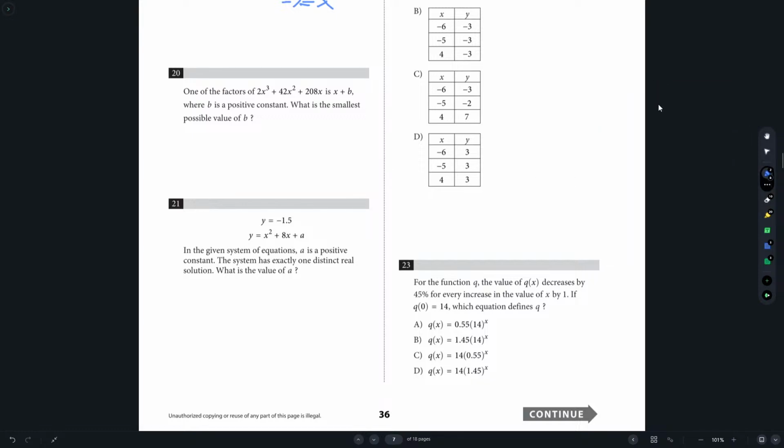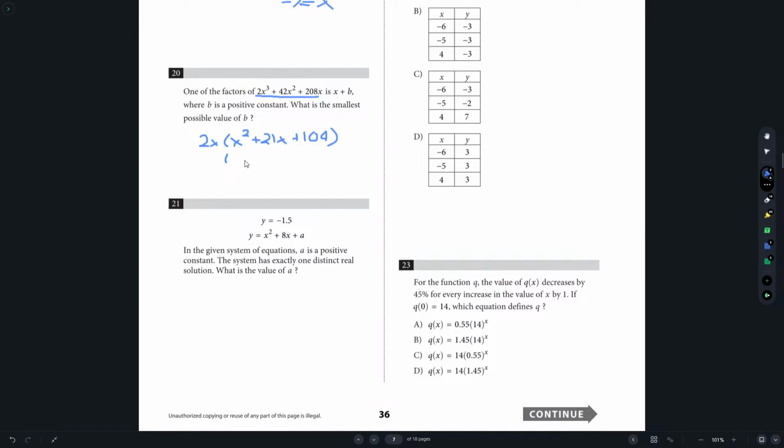One of the factors of 2x cubed plus 42x squared plus 208x is x plus b, where b is a positive constant. What is the smallest possible value of b? Here we can see that we can divide this by 2x and pull that out. So we have 2x, x squared plus 21x plus 104, since 208 divided by 2x is going to be 104. So now we have to divide this quadratic further. We see that we have 21, so we need two numbers that sum to 21. We also have 104, which is divisible by 2 to give us 57.